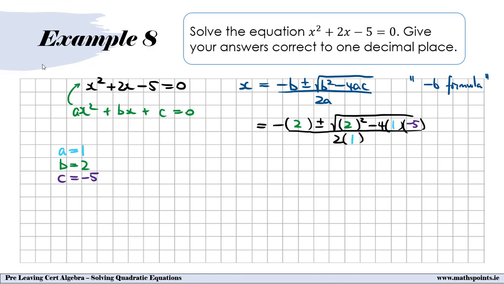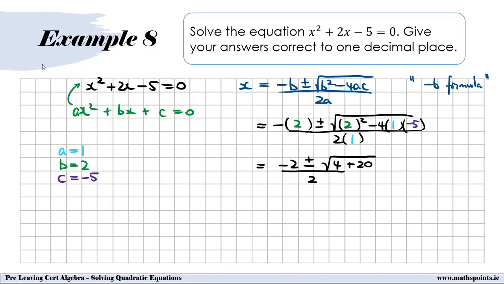So we're going to tidy this up, and I'll refer to the 2 or 3 mistakes that people generally make when they're doing this question. So first of all, minus times 2 is just minus 2. Plus or minus the root of 2 squared is 4, and then minus 4 times 1 times minus 5 is plus 20, and that's all over 2 times 1 is 2.